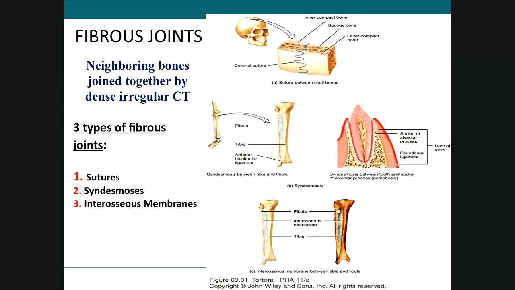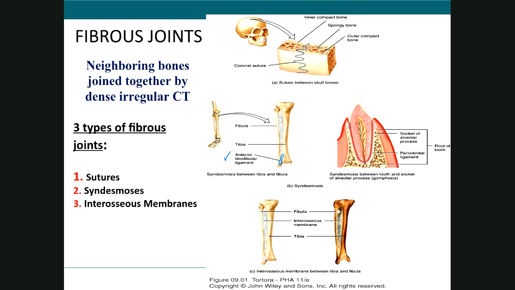So let's start with the fibrous joint. This means that the connecting bones are connected by dense, irregular connective tissue. There's three types of fibrous joints. The first one is sutures. Sutures are in between the skull bones. The second one is called syndesmosis. An example of this in the image here would be this little ligament in the front connecting the tibia to the fibula. It's called the anterior tibiofibular ligament.